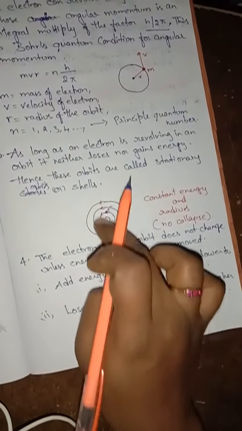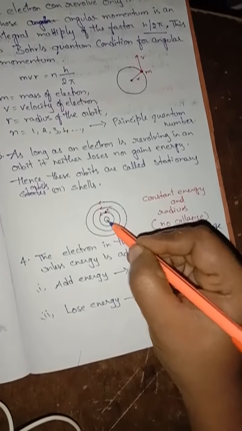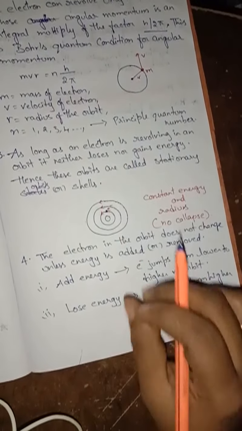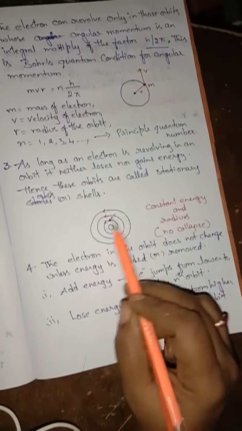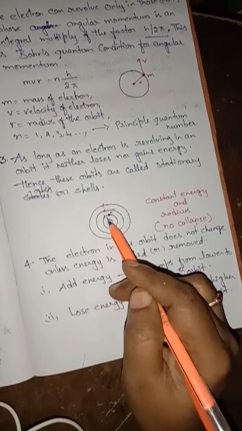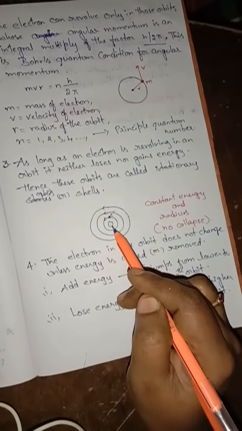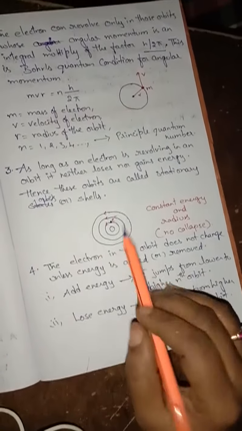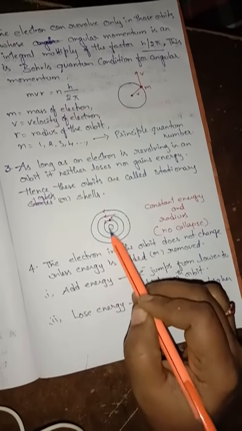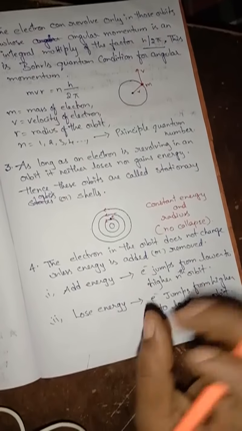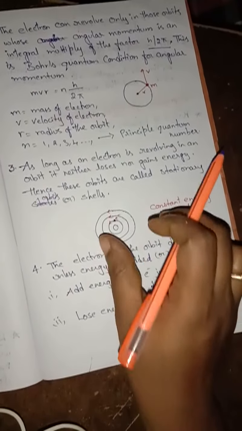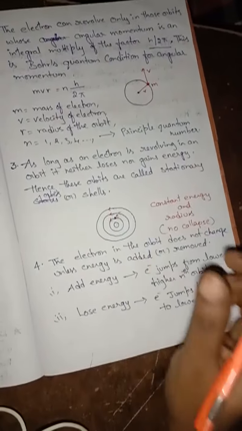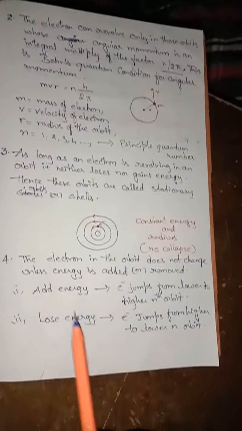When it is moving, it does not come closer to the nucleus. It keeps a particular distance. If they came closer, attracting each other, they would collapse. But here there is no collapse; the electron does not move towards the nucleus. So according to Bohr, when it is moving in a circular orbit, it neither loses nor gains energy. It will be stable. That is why these orbits are called stationary orbits or stationary shells. Understand, children?